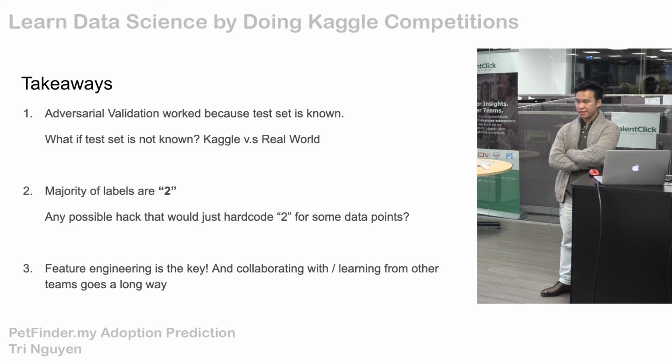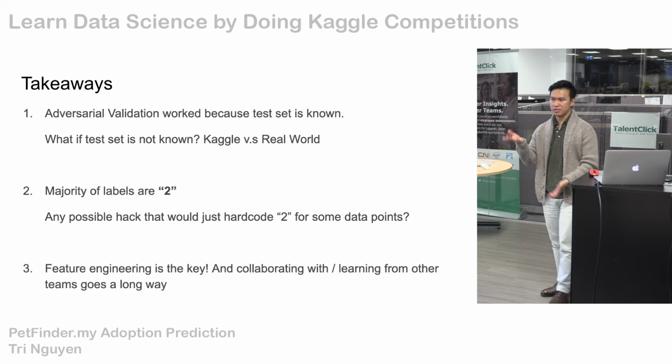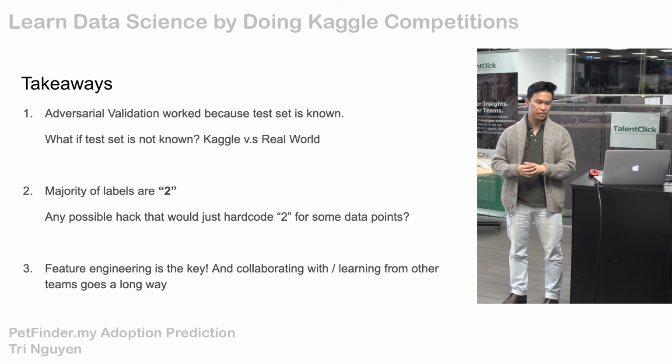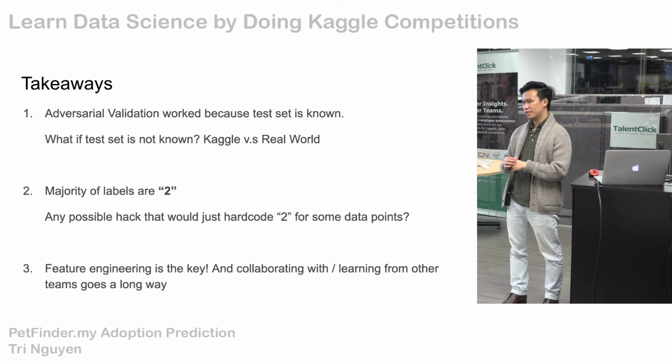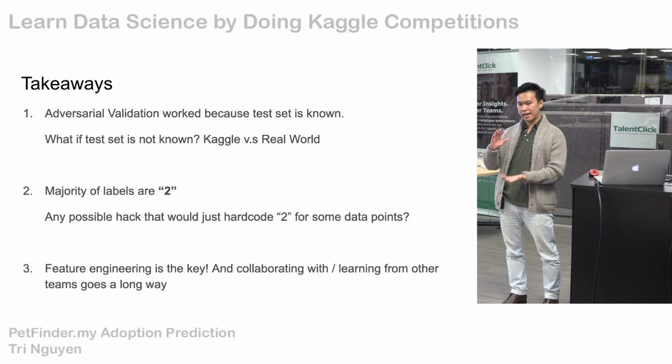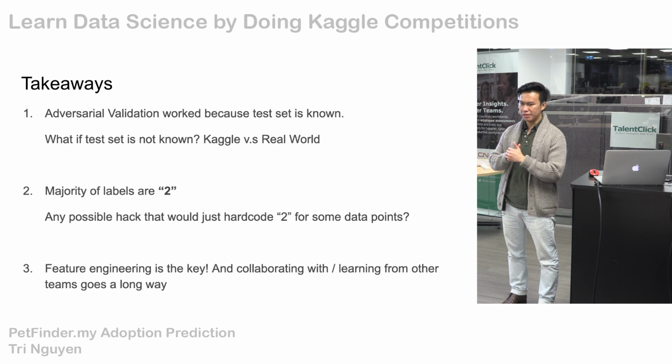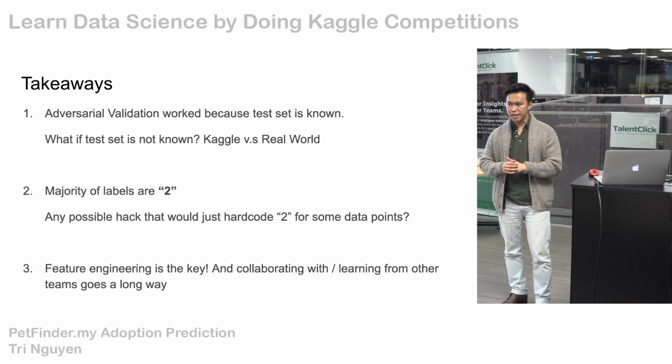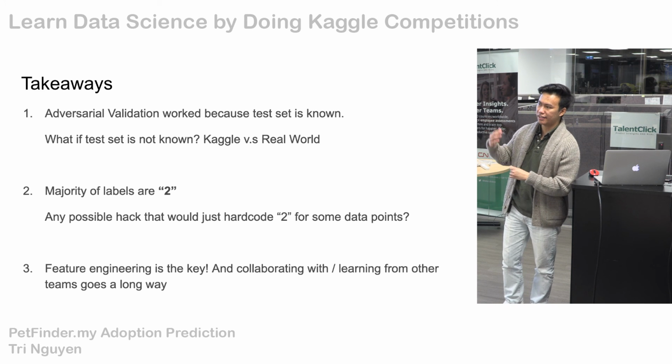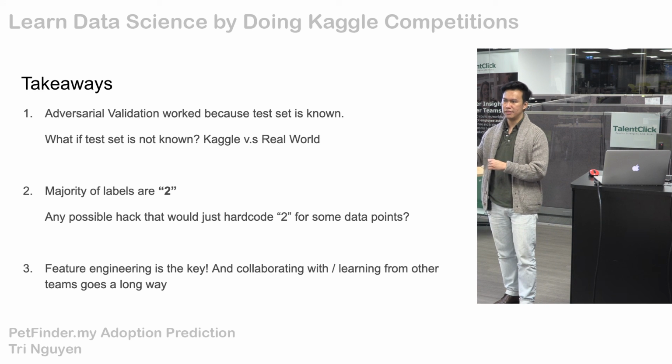Also, the majority of the labels are 2. So I was wondering if there's any possible hack to hardcode label 2 for some data points. I believe that's how the disqualified grandmaster cheated, by using only a small percentage of the true labels that he scraped from the website, and at the same time hardcoding 2 into the remaining data.